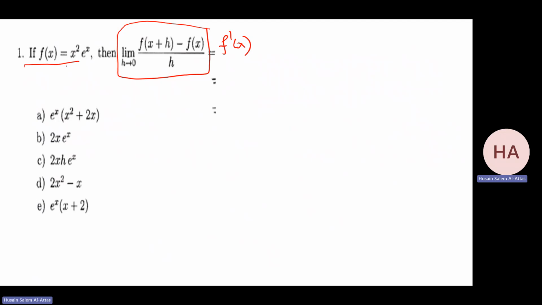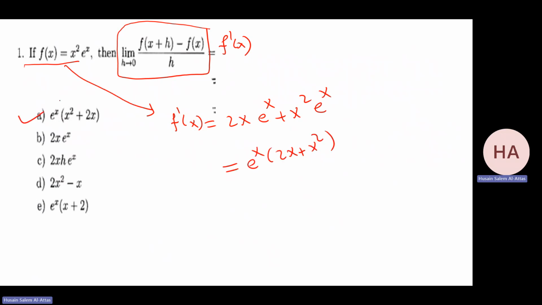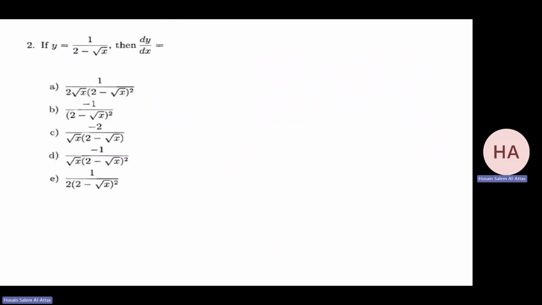So I need to find the derivative of this, which needs the product rule. So f prime will be what? Derivative of the first times the second plus x squared times the derivative of e to the power x. What's the derivative of e to the power x? It is e to the power x. So that will be e to the power x, 2x plus x squared, which is this one. Easy one.